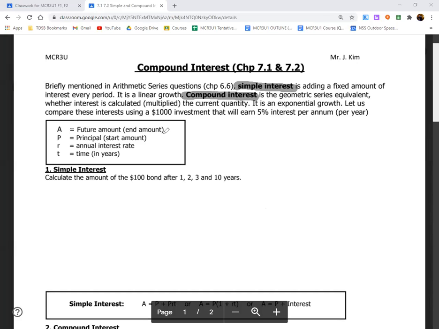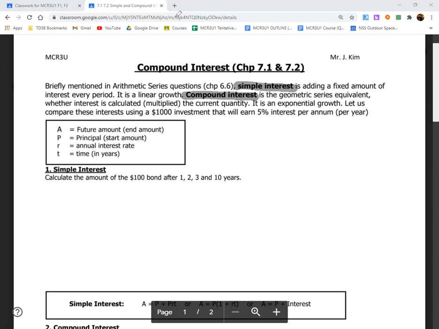Okay, just to start off again, we're going to do the intro to chapter 7.1 and 7.2. Simple interest is a special word for arithmetic sequence. That's it. We're going to be adding a certain amount every single time, and we're going to see what our final amount is after we count out the number of, I guess, terms. Compound interest is another fancy way in finance to say geometric sequence.